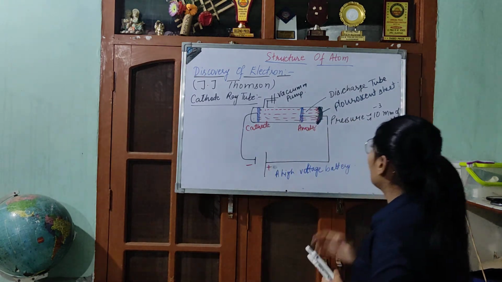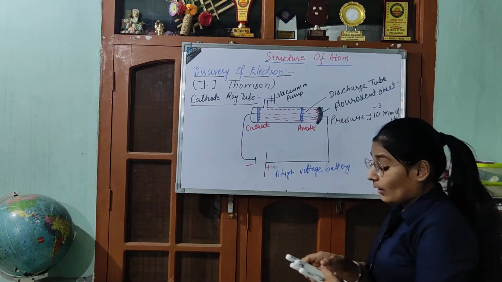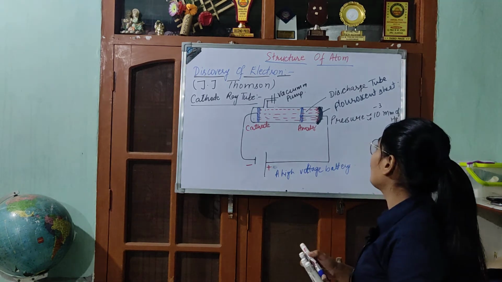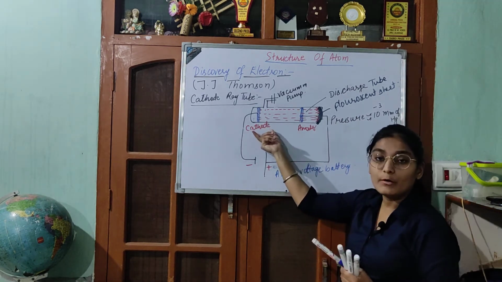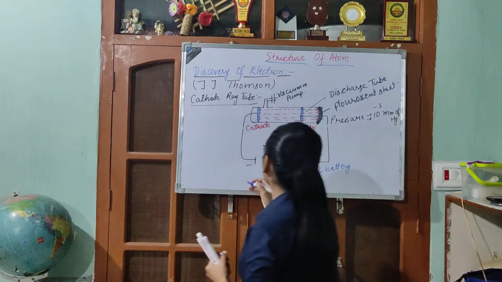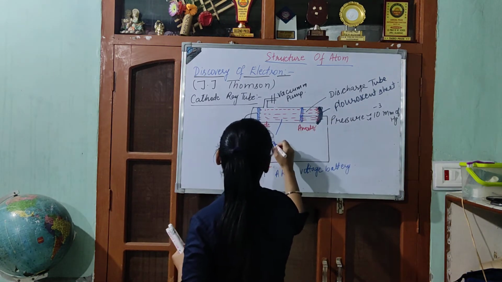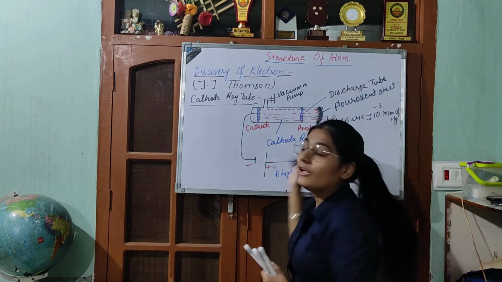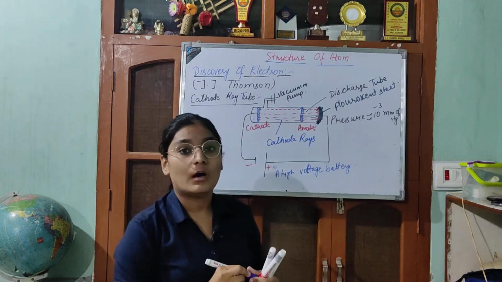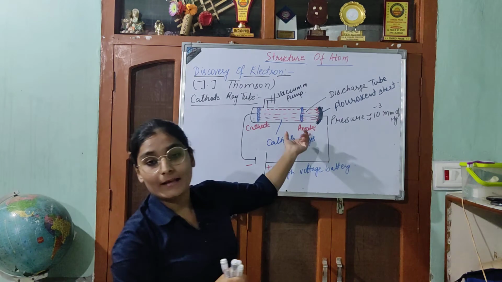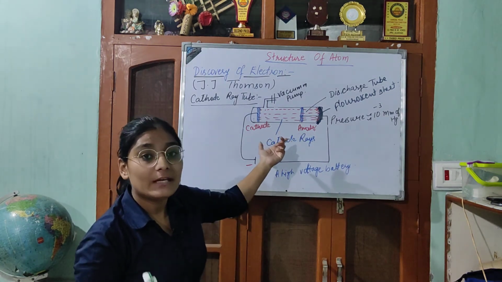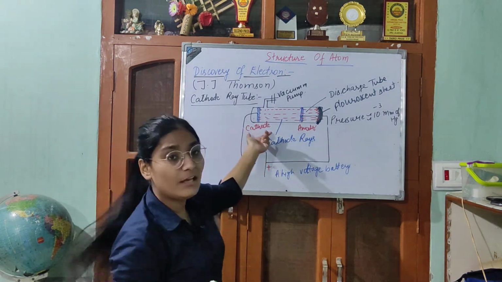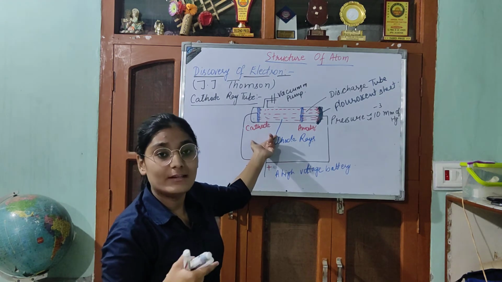Now let us move to the next part. Because these radiations are coming from the cathode, these rays are known as cathode rays. If someone asks why these rays are known as cathode rays, you will say their origin is the cathode.